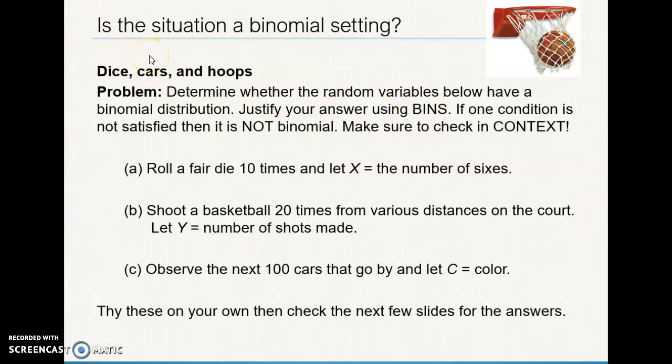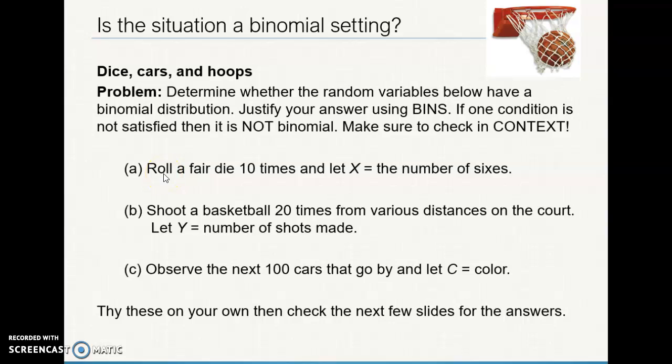All right, so let's take a minute and see if this is a binomial setting. Dice, cars, and hoops. Determine whether or not the random variable below is a binomial distribution. Justify your answer using BINS. So notice we have the words binomial distribution. That means you're going to take a look at n comma p. So you have to know how many trials and what is the probability. If one condition is not satisfied, then it's not binomial. And make sure your answers are always in context. So in AP Statistics, it has to be in context of the problem.